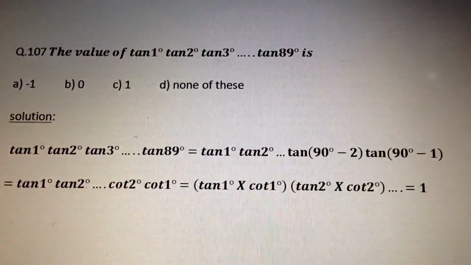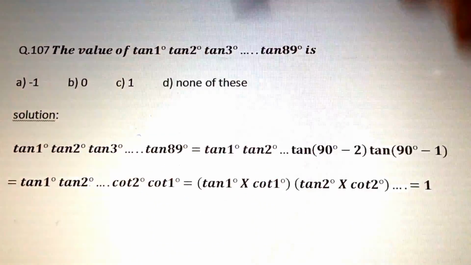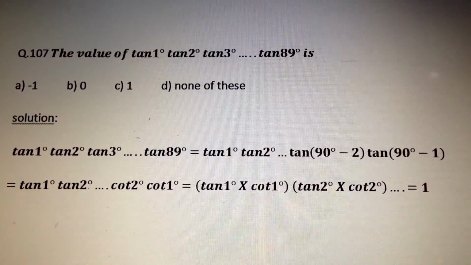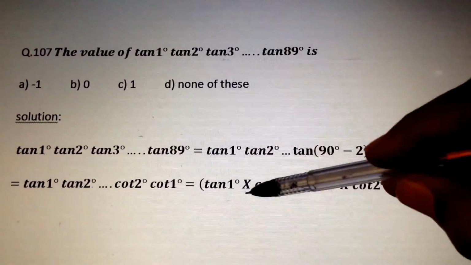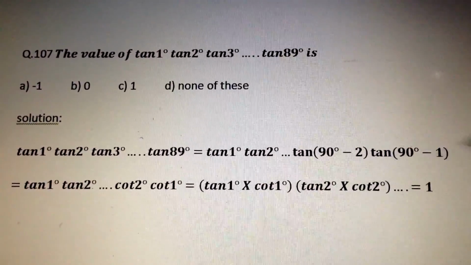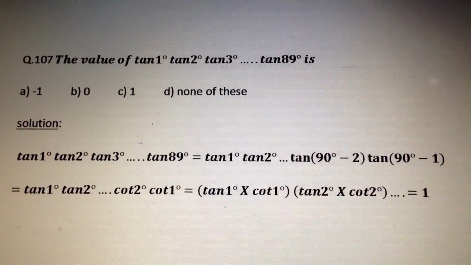Therefore, this equation can be written as tan 1 into tan 2 and so on, cot 2 into cot 1, which is equal to tan 1 into cot 1 and tan 2 into cot 2 and tan 3 into cot 3, like that and so on. We know that tan 1 into cot 1 is equal to 1 and tan 2 into cot 2 is equal to 1 and so on. So the entire equation is equal to 1.